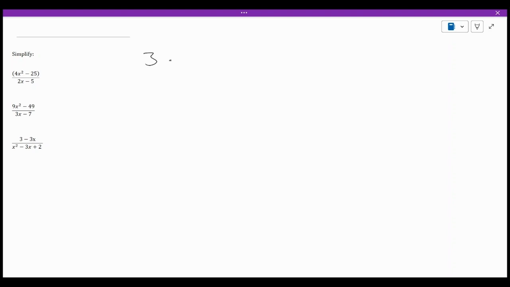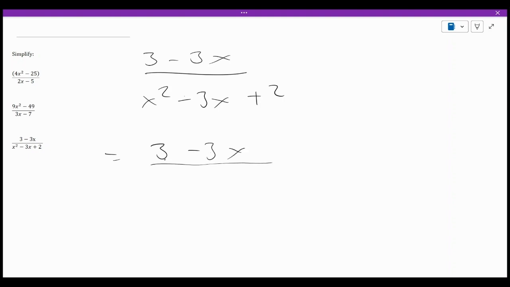Let's move on. 3 minus 3x all over x squared minus 3x plus 2. Now, what's different with this one? It's 3 minus 3x. We see that we can simply take the 3 out, but first we want to see where this trinomial will lead us. So let's close it up.